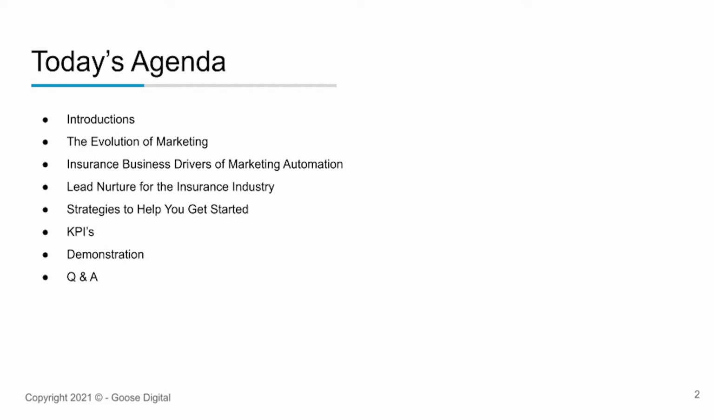A quick overview of what we will be covering during the next 30 minutes. We'll start off with some introductions. We'll touch on the evolution of marketing and then dive into insurance business drivers of marketing automation. We'll then talk about lead nurture for the insurance industry and provide you with some strategies to help you get started. Following that, we will discuss some key performance indicators that you're going to want to measure with your lead nurturing strategies. And then we'll do a quick demonstration in a marketing automation platform to show you how to bring those strategies to life. We'll follow up that and finish up our webinar with some Q&A.